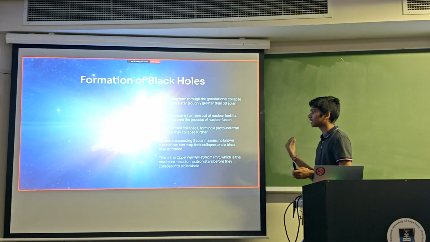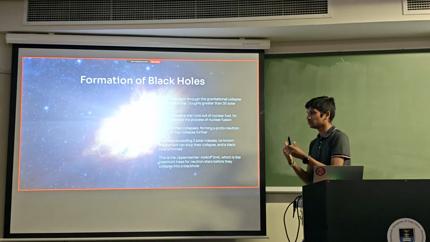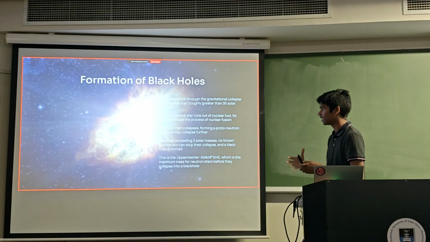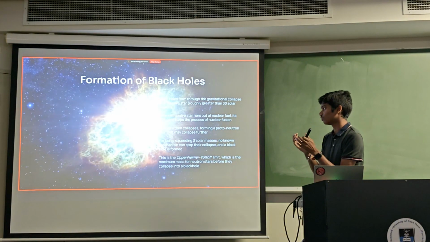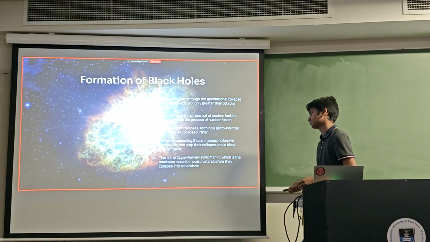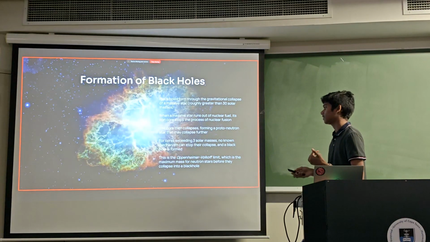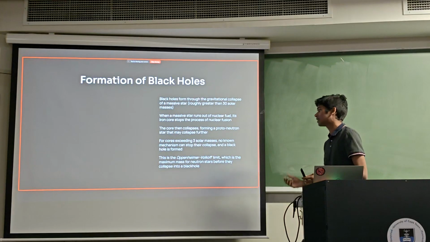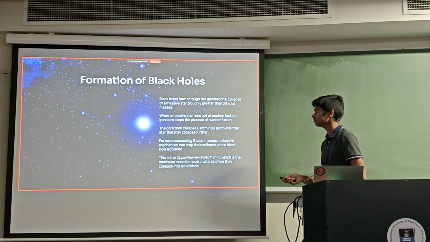So if the core is 3 times the mass of our sun, the core gravity will be strong enough such that the nuclear forces opposing its collapse will not be powerful, and gravity will continue to shrink the core until a black hole is formed. Another way of looking at this limit is the Oppenheimer-Volkoff limit, the maximum mass a neutron star can have before it collapses into a black hole.